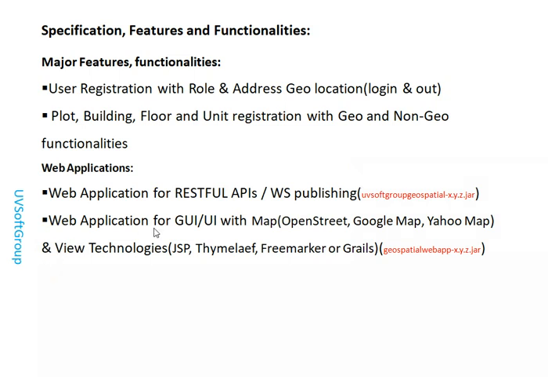So you see the web application GUI for the maps comes from OpenStreetMap, Google Maps, Yahoo Maps, and the view technology will be JSP, Thymeleaf, or FreeMarker, Grails, any of them. I will start first with Thymeleaf, and if the customer needs it, we will transform it to the JSP view technology. So when we do our backend and middle implementation, there is nothing to change there. The business logic stays the same, but we need to change our front end.